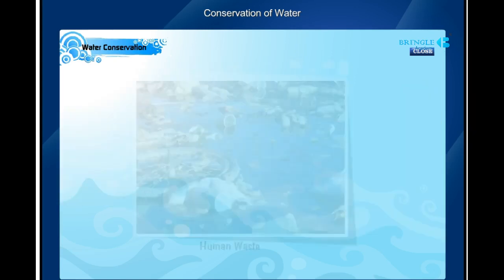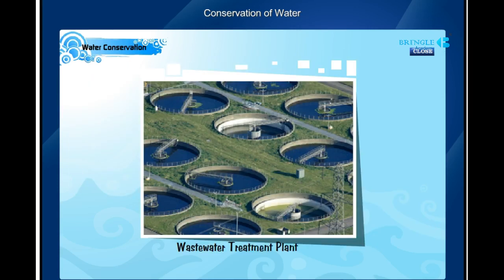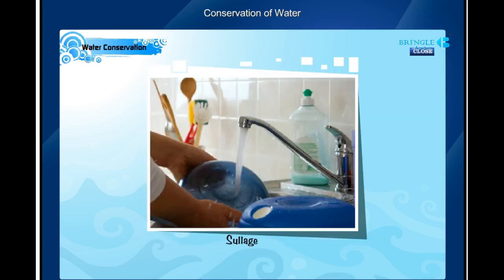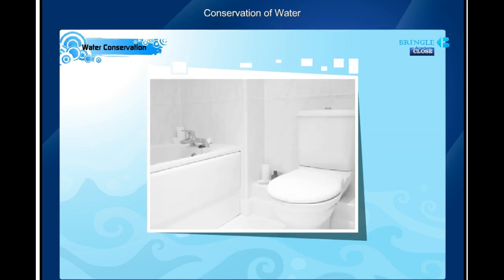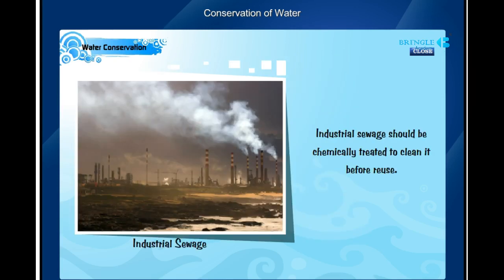If they are polluted with human wastes and industrial effluents, they can be cleaned by using chemicals and some types of bacteria. Wastewater management technologies can be used to clean and reuse wastewater. Some wastewater, like sewage from kitchens, can be directly put to other uses such as flushing toilets and watering gardens. Industrial sewage, however, should be chemically treated to clean it before reuse.